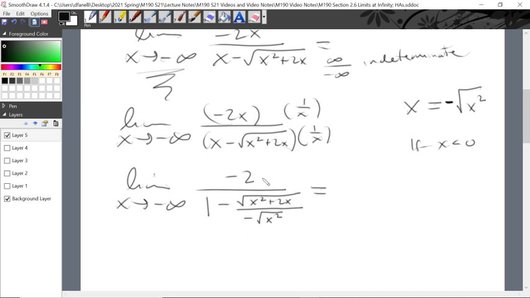Write this down. Pause the video. What do you get if you run this limit as x goes to negative infinity?